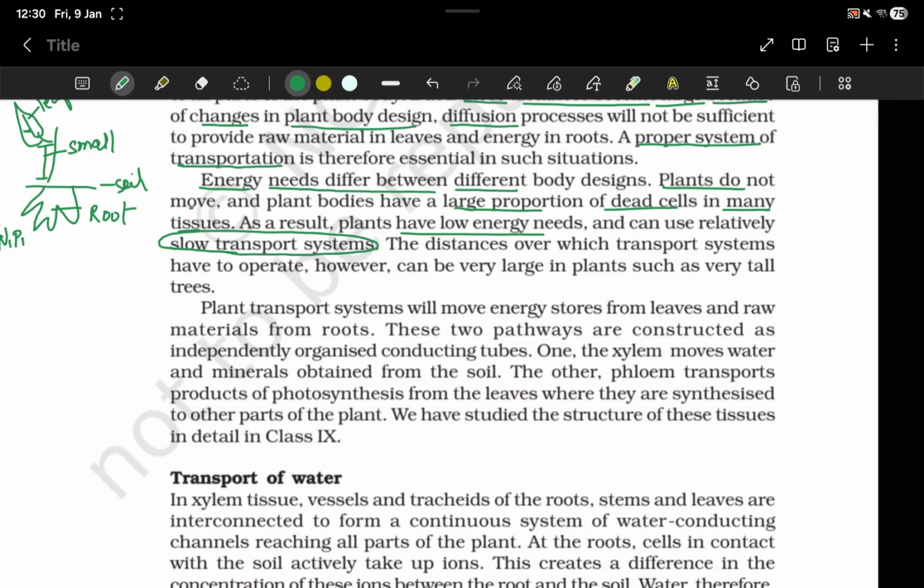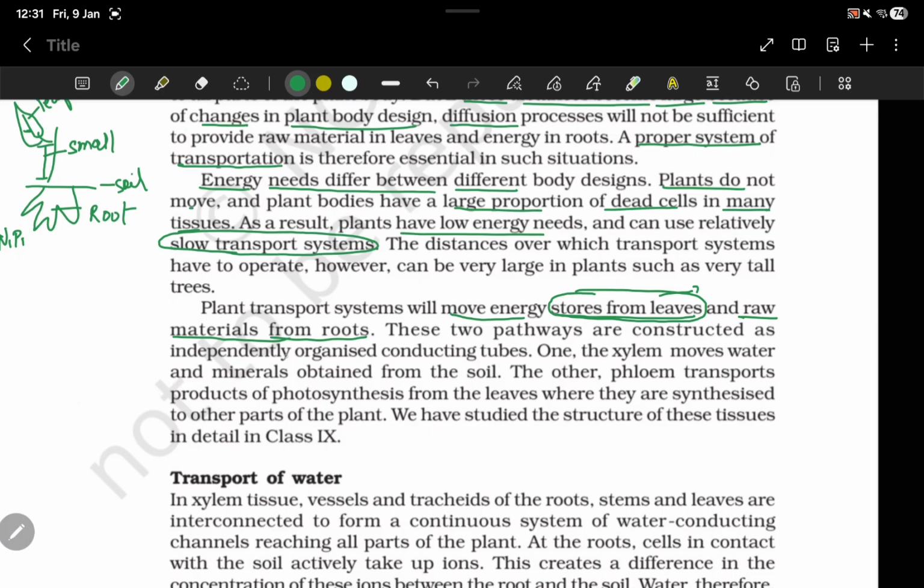Plant transport systems move energy stores from leaves and raw materials from roots. The energy which is synthesized by the process of photosynthesis in the leaf is transported from leaves to other parts of the plant, and raw materials like water and minerals are transported from roots to other parts of the plant. See, the transport of energy is bidirectional. From the leaf, it moves to the root and to the shoot apex, wherever it is required. But the transportation of water and minerals from the soil is unidirectional only.